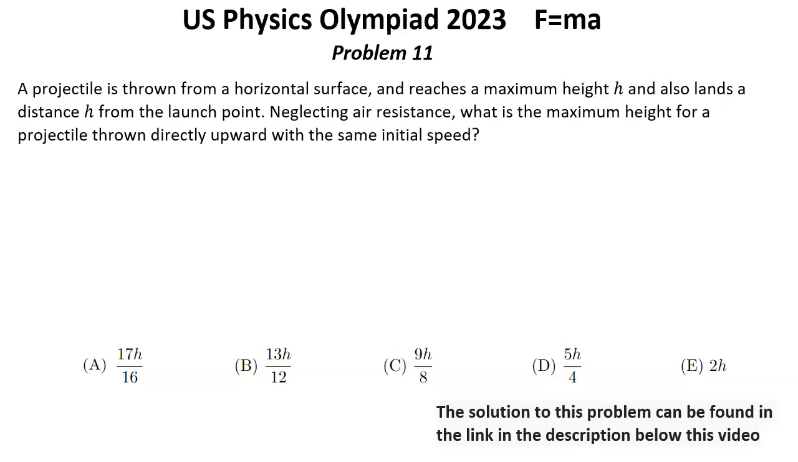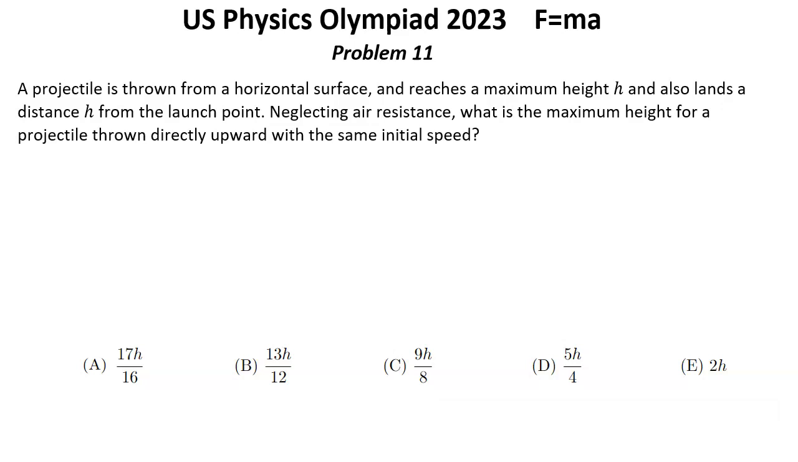Problem number 11. A projectile is thrown from a horizontal surface and reaches a maximum height h and also lands a distance h from the launch point. Neglecting air resistance, what is the maximum height for a projectile thrown directly upward with the same initial speed?